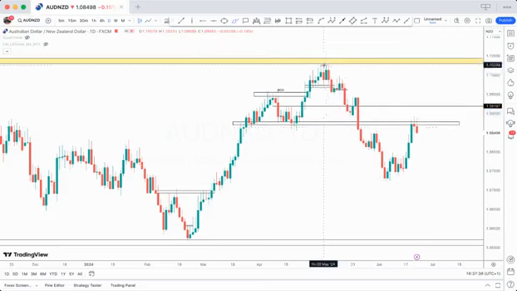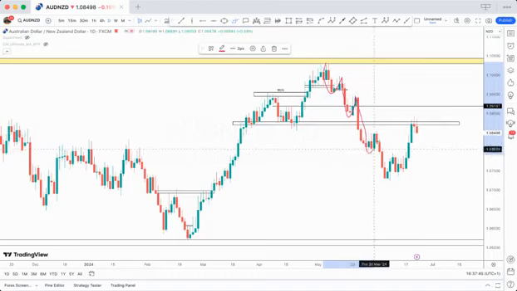Okay, so here we had our impulse, we have our correction, we have our impulse, we have our correction. We also have our impulse right here, our correction, and then impulse. So it was necessary for us to have a correction, just as we've been having earlier. We also have a correction and a continuation to the downside.